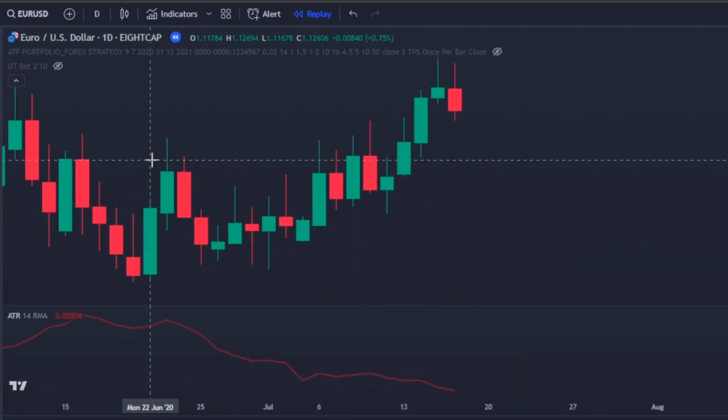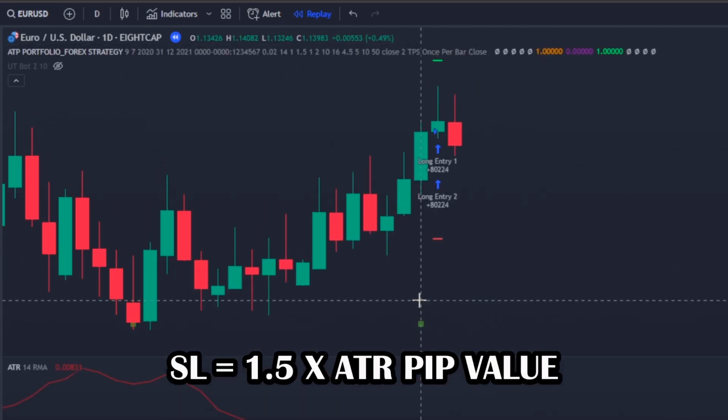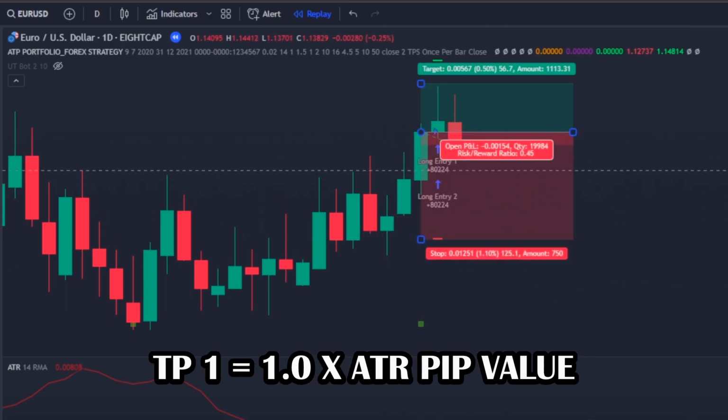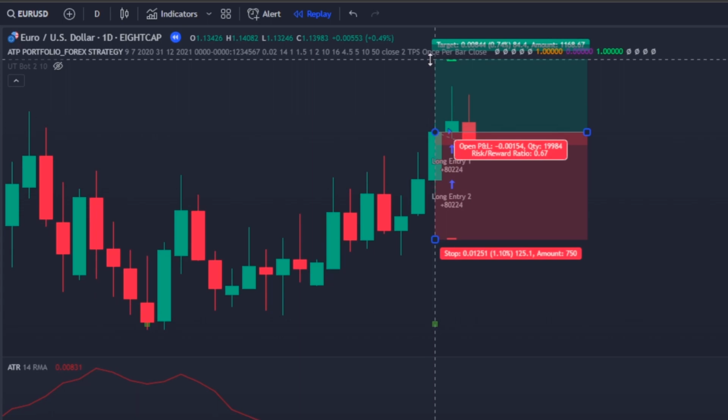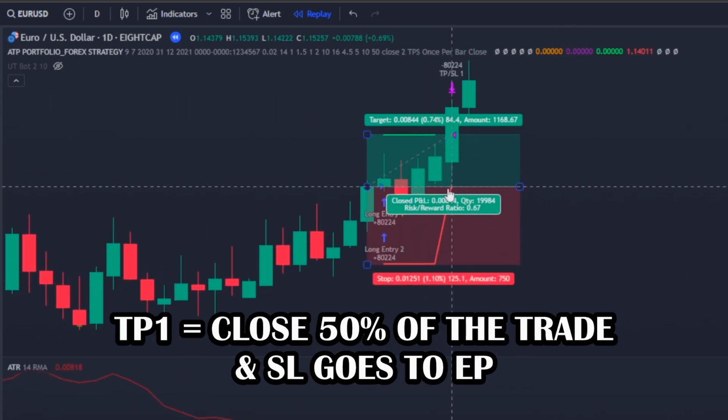The stop losses will always be calculated based on the formula 1.5 times the ATR pip value, and the take profit 1 will be based on the formula 1 times the ATR pip value, where I will always close 50% of the position, putting the stop loss on the entry point.